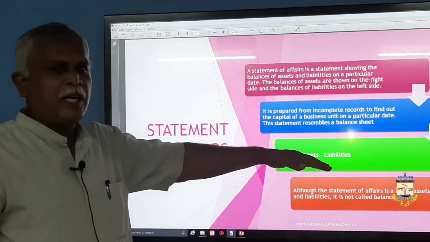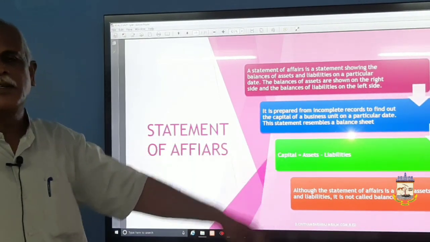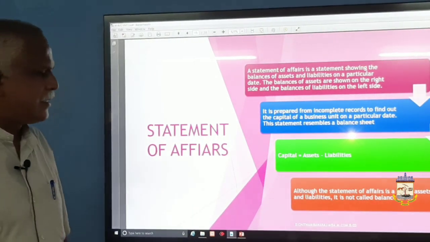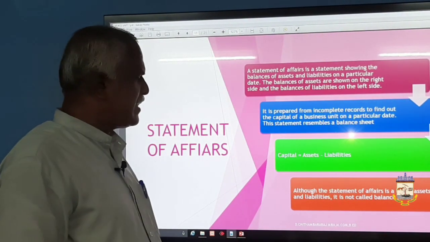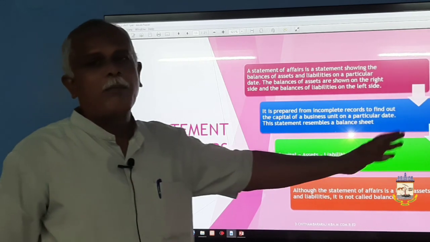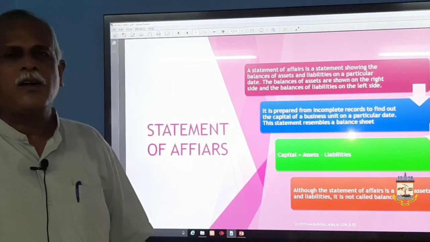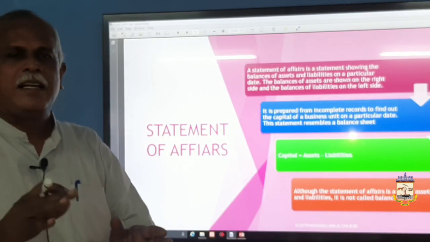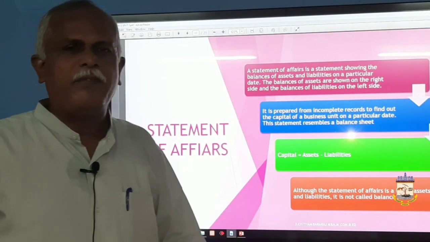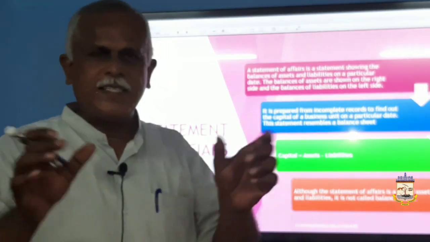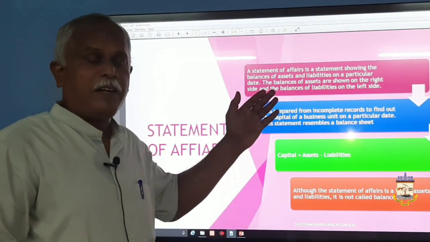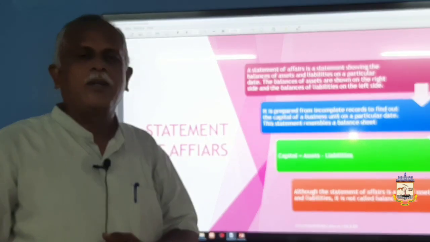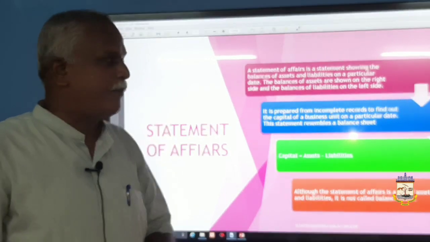Accounting equation, from the accounting equation we deduce capital is equal to assets minus liabilities. Although the statement of affairs is a list of assets and liabilities, it is not called balance sheet. It is not called balance sheet because it is different from balance sheet. A balance sheet is a statement of assets and liabilities. But statement of affairs is a statement prepared to find out capital.